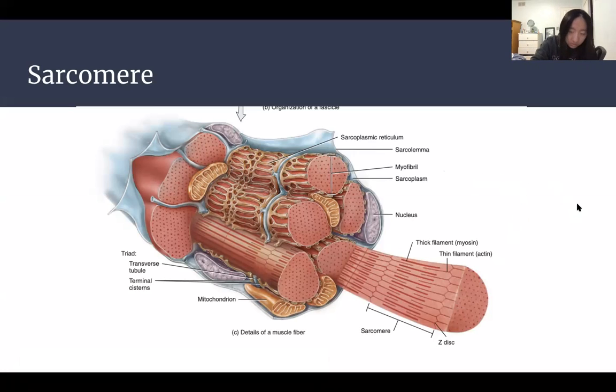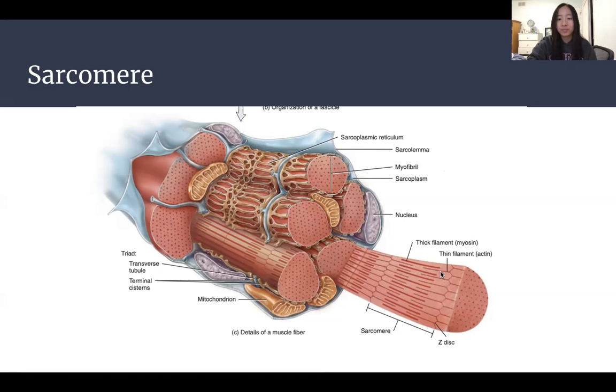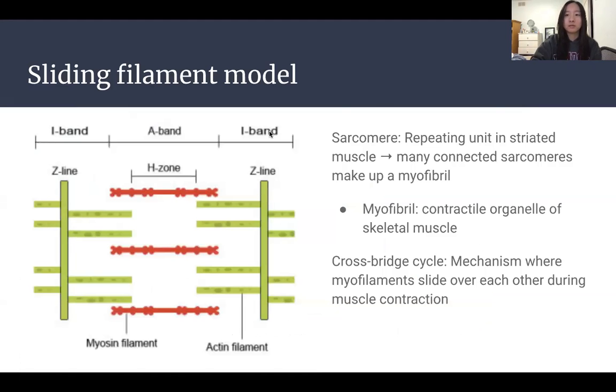So we're just going to be looking at one repeating unit inside each. We're going to be looking at each repeating unit inside each muscle fiber. So this right here, one of these is a sarcomere. Like I said, each sarcomere is the repeating unit in the striated muscle, and that's what gives it the dark and white stripes. And so each sarcomere connects.